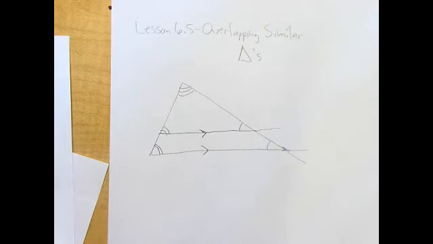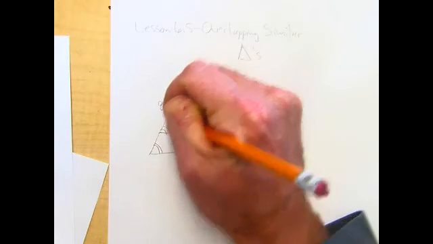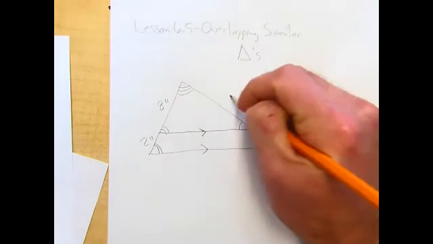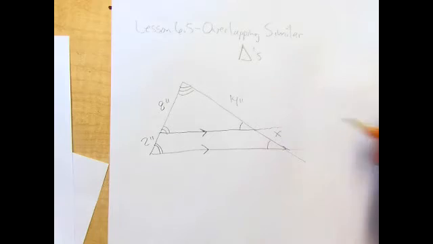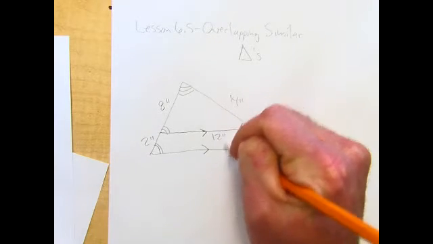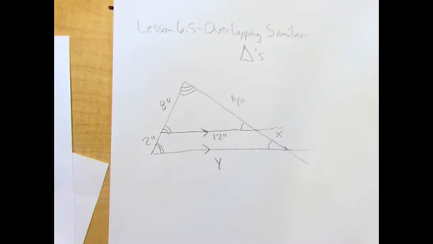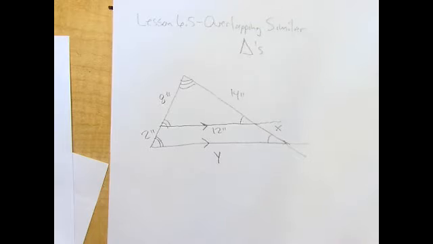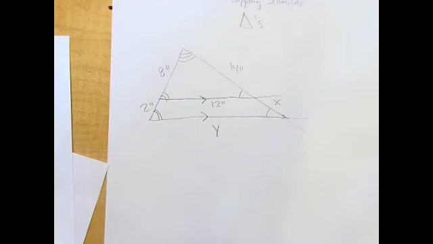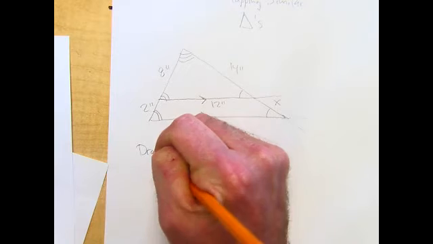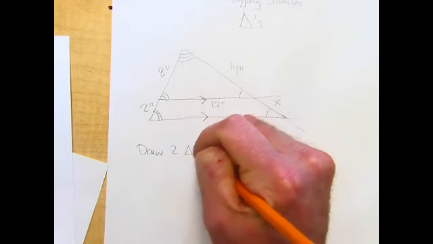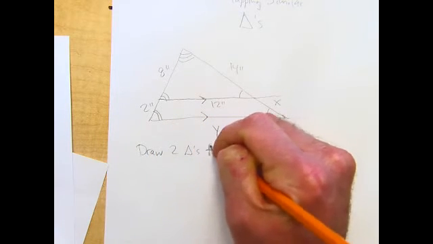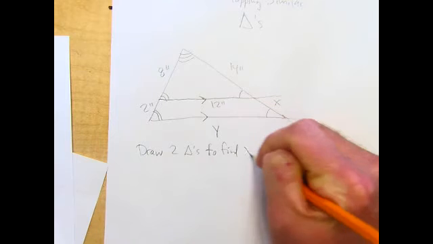Okay, put these sides on there: 8, 2, 14, x, 12, and y. The strategy is going to be to draw two triangles to find x and y.